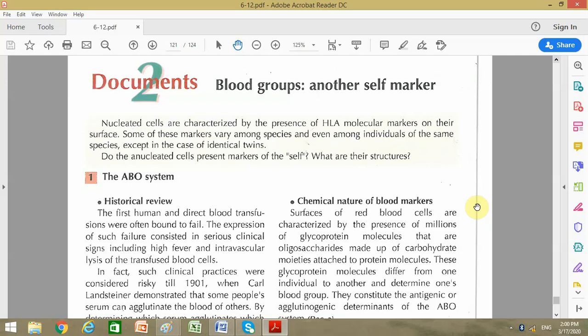And as you remember from previous discussions in grade 8, the blood groups in the ABO system are 4: A, B, AB, and O. Now, these blood groups were first discussed by a scientist called Karl Landsteiner in 1901. This scientist discovered that the serum of some individuals can agglutinate the blood of others and might not agglutinate the blood of other individuals, depending on their blood group, and that's when the talk about blood groups started.